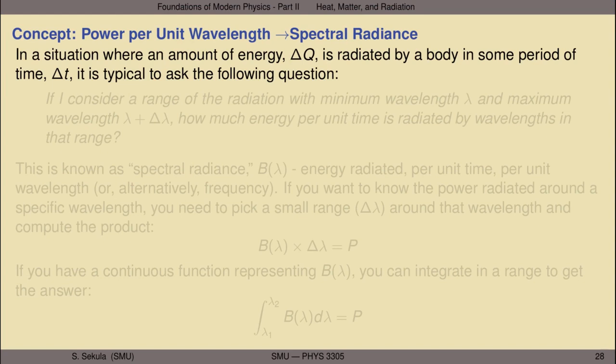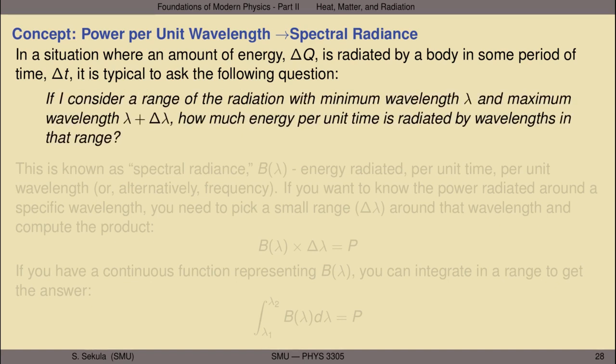Now, before I show you an example of how classical physics, when applied to the question of radiation, got it wrong, I want to define for you a very useful concept, and that is the power emitted per unit wavelength in a radiation situation. This is known as the spectral radiance. Now, in a situation where an amount of energy, say delta Q, is radiated away by a body in some period of time, delta T, it is actually fairly typical to ask the following question, to really drill down into a question about the amount of energy within a certain range of wavelengths or frequencies of the emitted radiation.